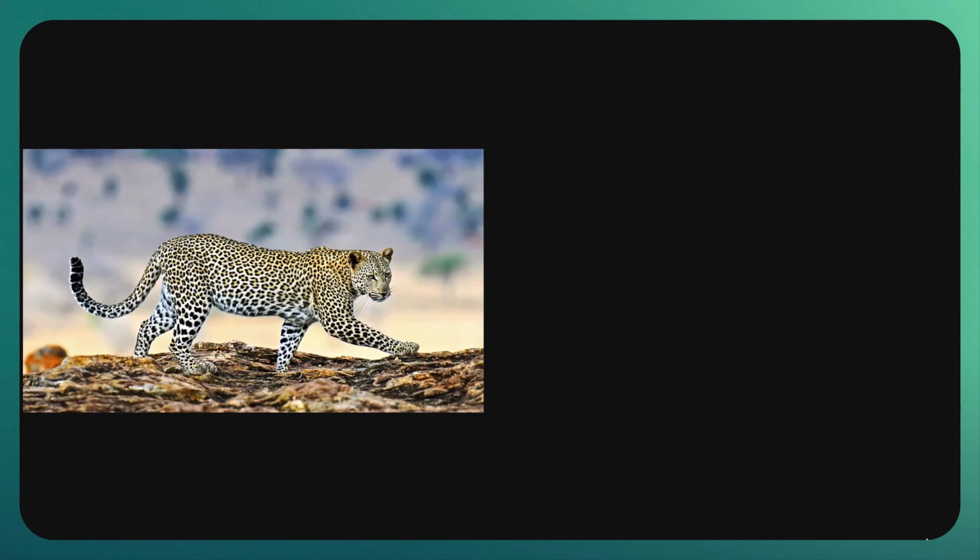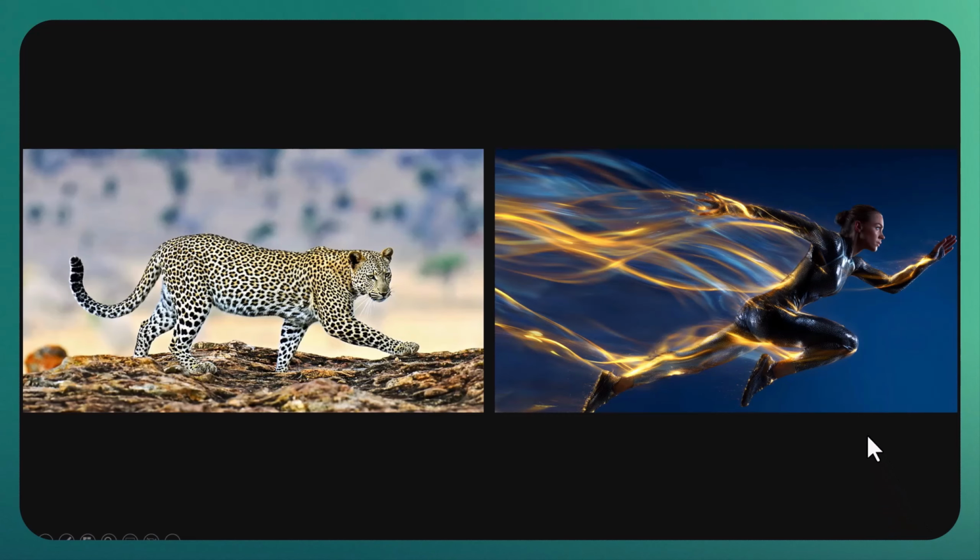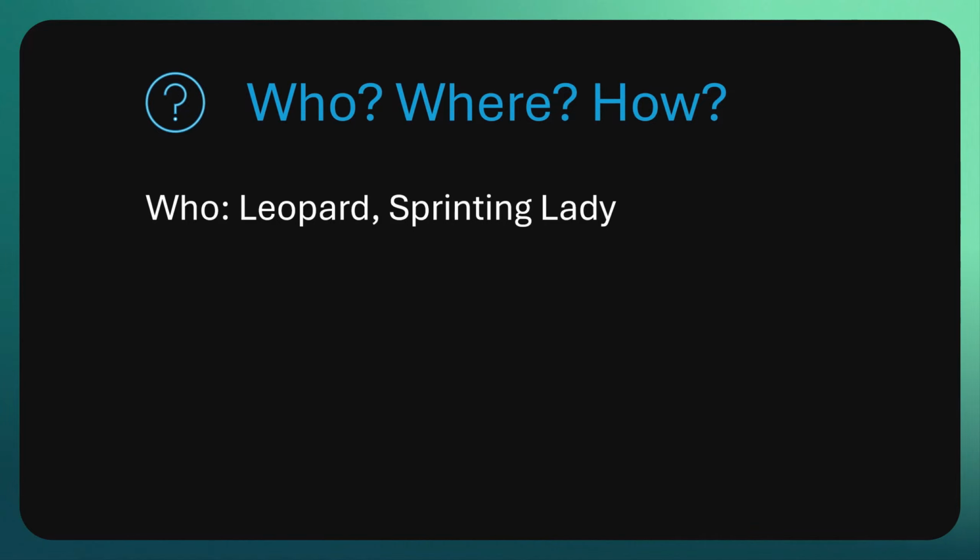I've got a photo of a leopard and I want to transform it into this lady. First, we need to create our start and end frame images. Unlike the first example where we only changed the character, this time we need more context. Let's answer 3 key questions. Who, where, how? Who is the subject of this shot? That's easy. We've got the leopard and the lady.